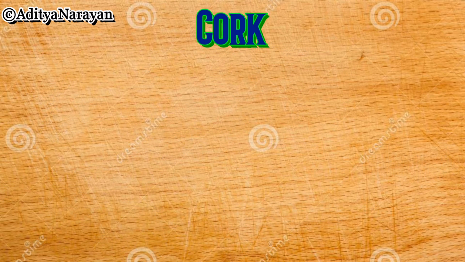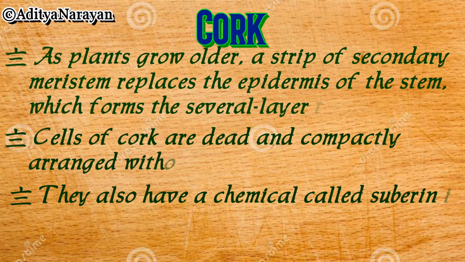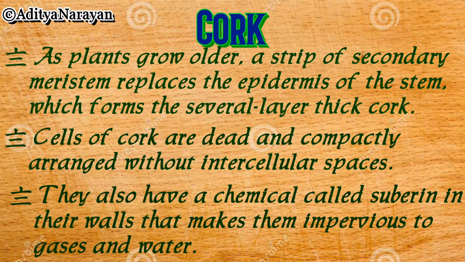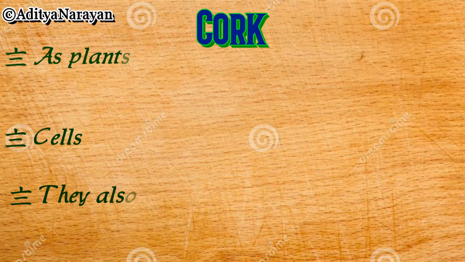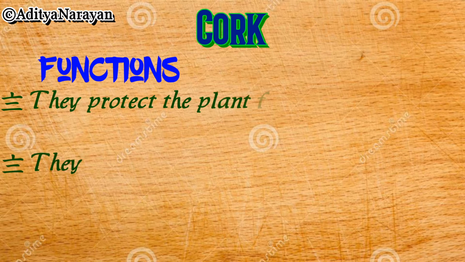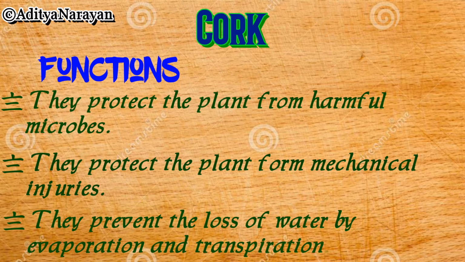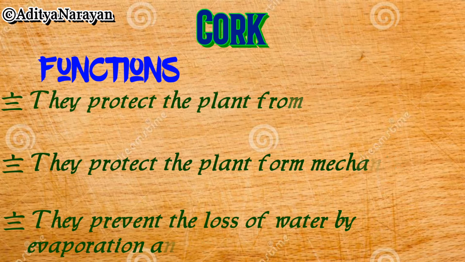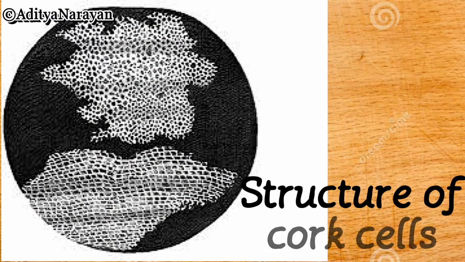Cork develops with time as the layer of epidermis is replaced by a secondary meristem. Cork cells are dead and compactly arranged. Cork has a chemical called suberin in its walls that makes it impervious to gases and water. Functions of cork are: they protect the plants from harmful microbes and mechanical injuries. They prevent water loss by evaporation and transpiration. Here is the structure of cork cells.